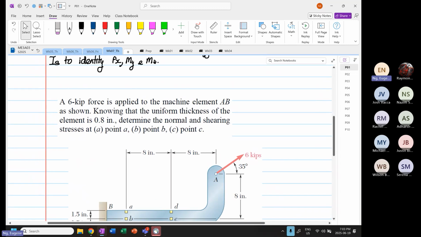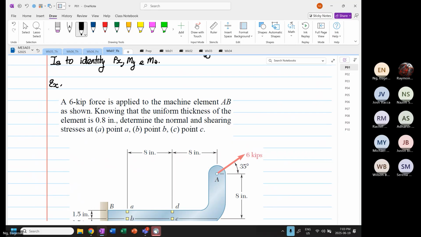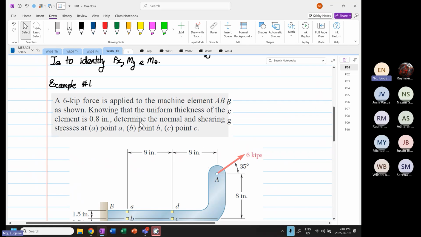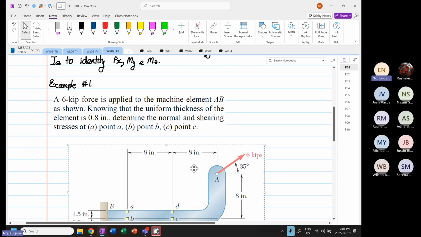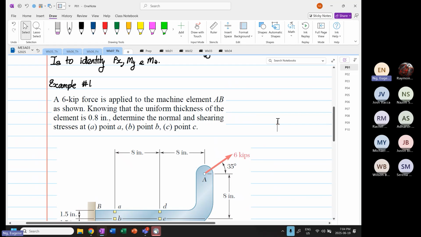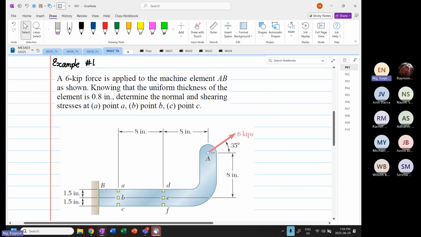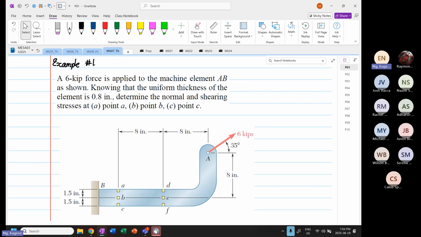This is example 1, and I'm going to teach you the procedure on how to analyze a structure like this. Given to us, you have a force that is 6 kilopounds applied to a machine element AB, as shown, knowing the uniform thickness of the element is 0.8 inches. Determine the normal stresses and shearing stress at point A, point B, and point C.